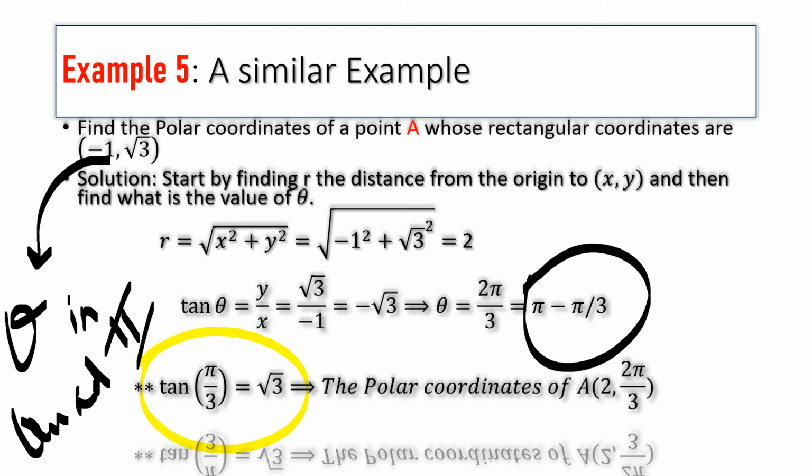So we can approach this exercise also this way. Since we know that tangent of pi over 3 is square root of 3, we can subtract it from pi, or we can find it on the calculator by taking the inverse of the tangent. Therefore, the polar coordinates of A is (2, 2 pi over 3).